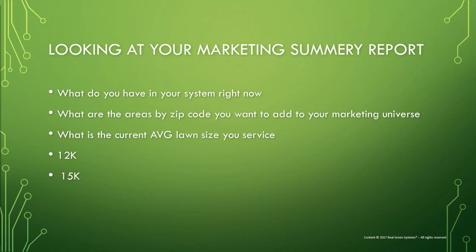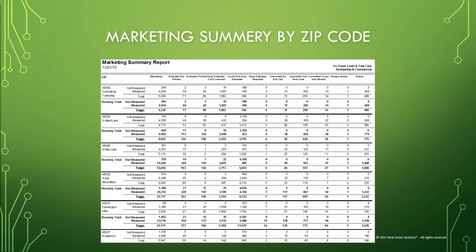Also, looking at your customers, you want to see what is the average lawn size for the customers that you service. Typically, it's going to be about 12 to 15,000 square feet. Some areas are smaller if you're in a more concentrated area. Some areas are a little bit larger if you're out in the metropolitan areas. But the average lawn size that the lawn care industry services is about 12 to 15,000 square feet. But again, you want to be able to look at that in your system.